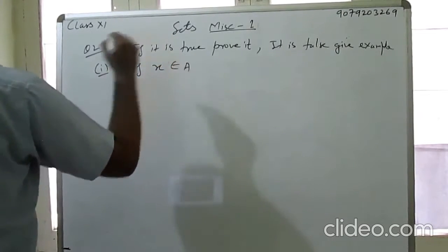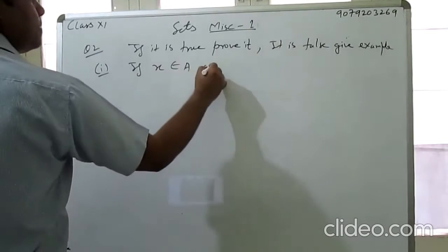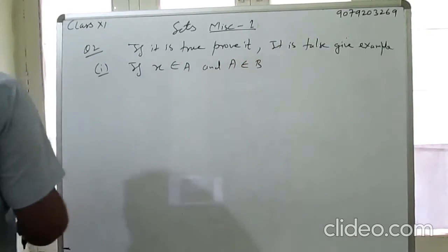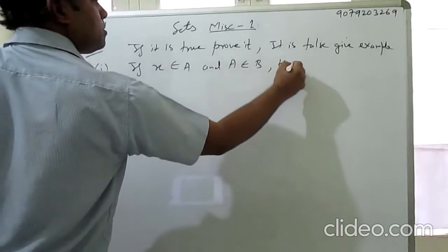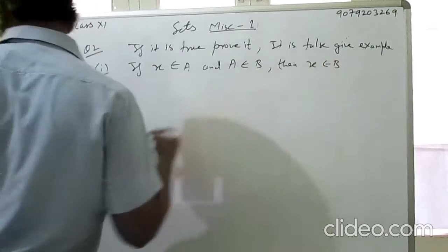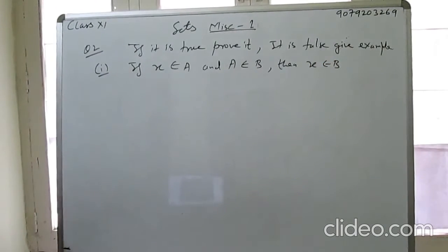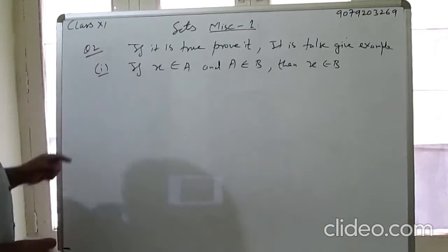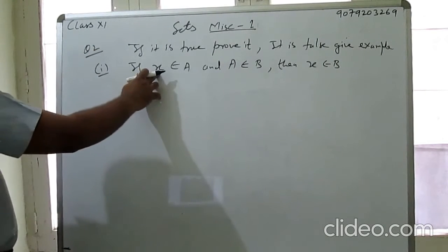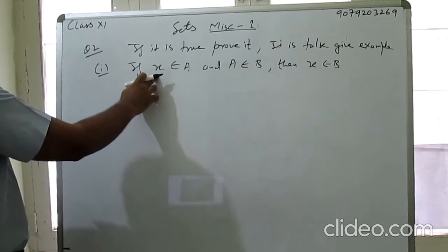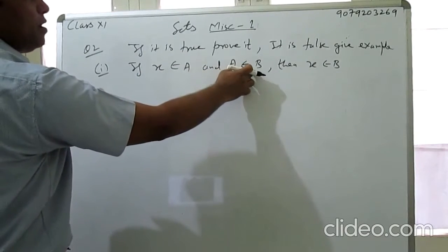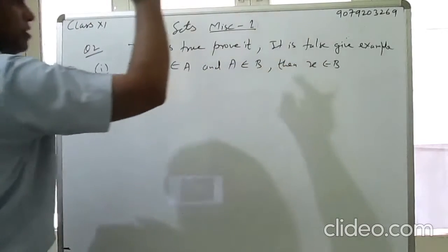If x belongs to A and A belongs to B, then x belongs to B. It is true or false? True तो हो गई, but किस केस में false है? We have to find it. X belongs to A means A सेट का कोई एलिमेंट X है और वो सेट B को बिलोंग करता है. Then X belongs to B होगा.